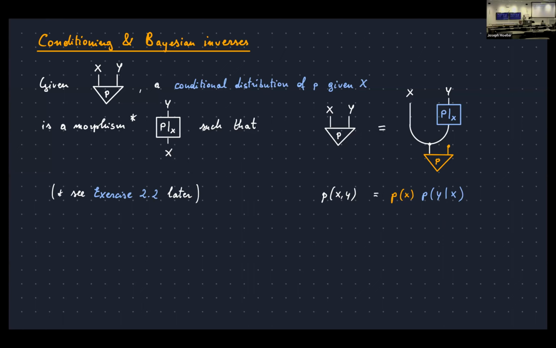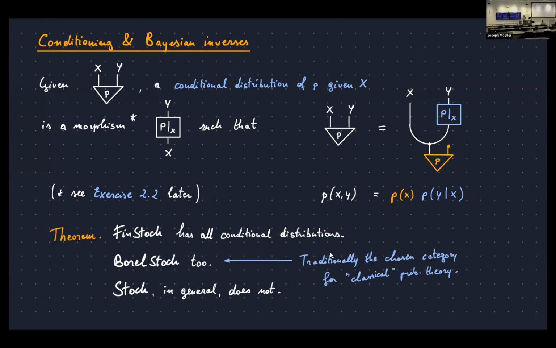All right, now, when do these exist? So in FinStoch, you always have this, okay? And the reason is that for all the points that don't have zero probability, you can divide. You can even try to prove it yourself if you want. It's not too hard. What is hard, though, is to prove that they also always exist in BorelStoch. And to do that, you have to use the Radon-Nikodym theorem and do some actually non-trivial things.